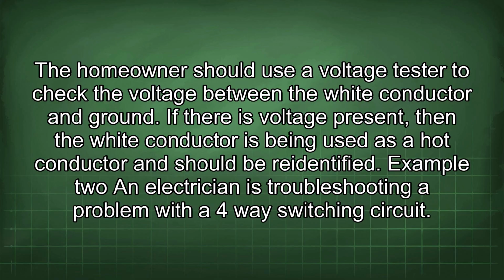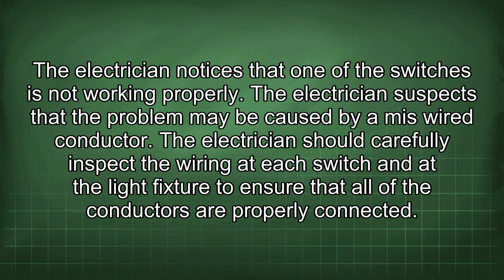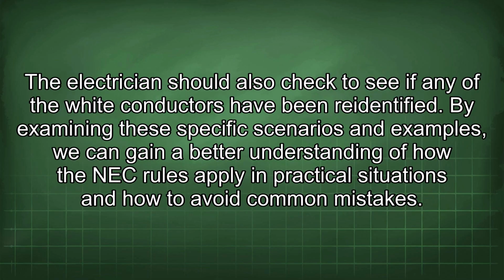Example 2: an electrician is troubleshooting a problem with a 4-way switching circuit. The electrician notices that one of the switches is not working properly. The electrician suspects that the problem may be caused by a miswired conductor. The electrician should carefully inspect the wiring at each switch and at the light fixture to ensure that all of the conductors are properly connected. The electrician should also check to see if any of the white conductors have been re-identified. By examining these specific scenarios and examples, we can gain a better understanding of how the NEC rules apply in practical situations and how to avoid common mistakes.